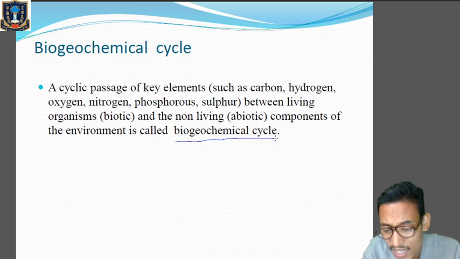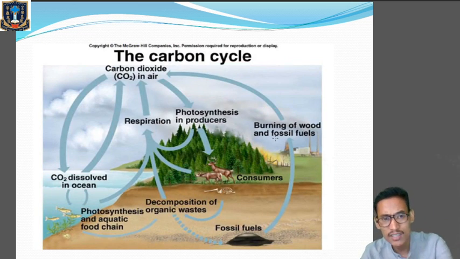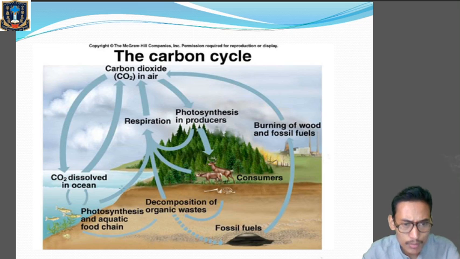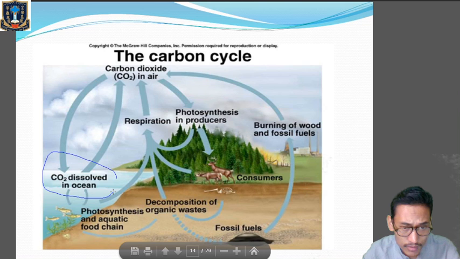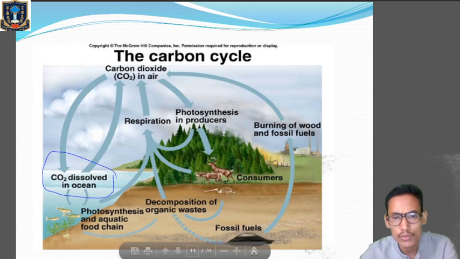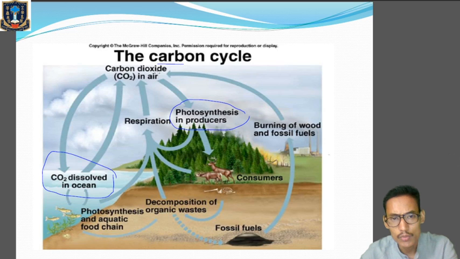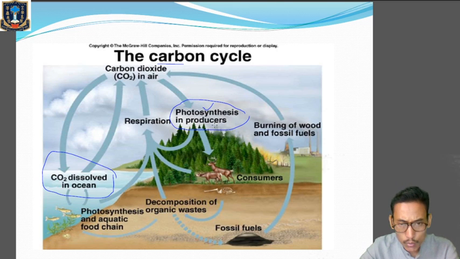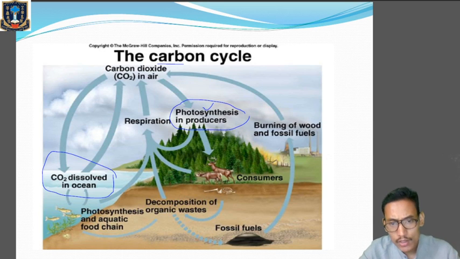I'll just explain this by taking the example of the carbon cycle. Here you can see that carbon is present in the air in the form of carbon dioxide. It's also present in the ocean, as carbon dioxide dissolved in the ocean. Now, this carbon dioxide will be utilized by the producers, the green plants, for the process of photosynthesis. You can see over here photosynthesis in producers. The carbon dioxide, the source of carbon, is utilized by the producers for photosynthesis, and during this process they give out oxygen. Now that oxygen will be utilized by the consumer, and the consumer will give out carbon dioxide.